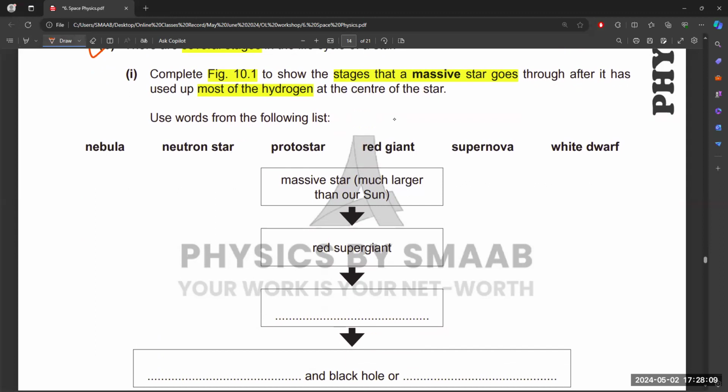And after the red giant, what is the next step? We know it is not red. Supernova. Yes, because it is already mentioned red supergiant, so red giant is not part of it. White dwarf and neutron star are the last stage. So it is supernova. And then nebula and neutron.